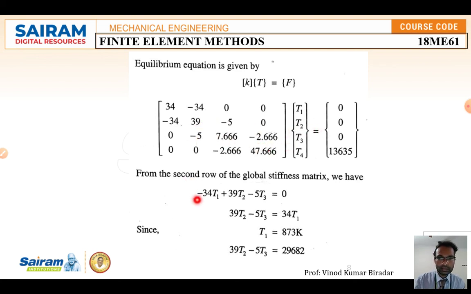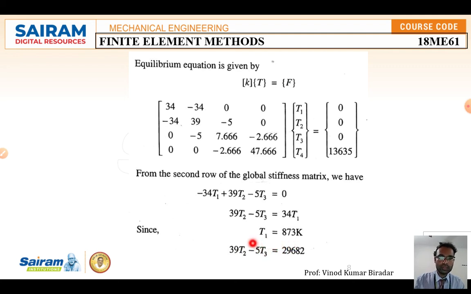Here you can just replace it; no need to calculate further. Taking the second element here, T1 is present. So now 39 T2 minus 5 T3 goes to this side. But we have the value T1 equal to 873. Substituting T1 in this, you are going to get 39 T2 minus 5 T3, which is equal to this.